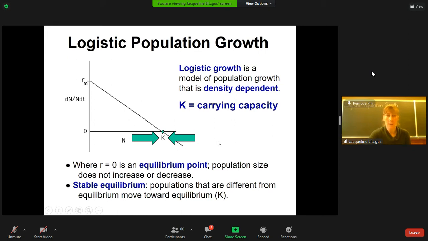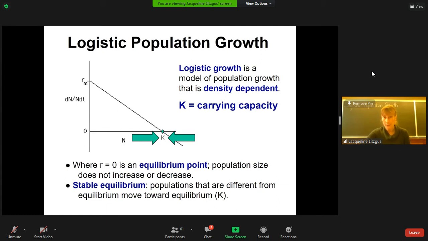So we have R as a positive value here when population sizes are small. Then we go out to bigger population sizes, and we have an R value that's negative. And then the point at which R is 0, this green circle right here, is an equilibrium point. This means that populations do not increase or decrease. We said R is 0 at that point. There's no population growth, so we call that an equilibrium point.